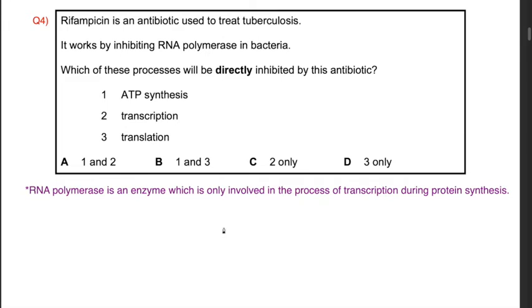Question 4. Rifampicin is an antibiotic used to treat tuberculosis. It works by inhibiting RNA polymerase in bacteria. Which of these processes will be directly inhibited by this antibiotic? 1. ATP synthesis. 2. Transcription. 3. Translation. RNA polymerase is an enzyme which is only involved in the process of transcription during protein synthesis. Hence, the process directly inhibited would be transcription, and hence the answer is C, 2 only.